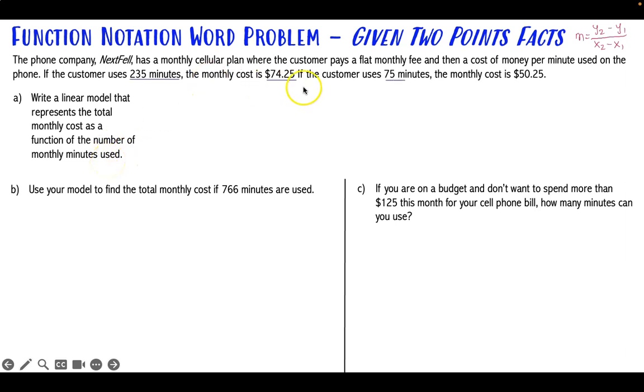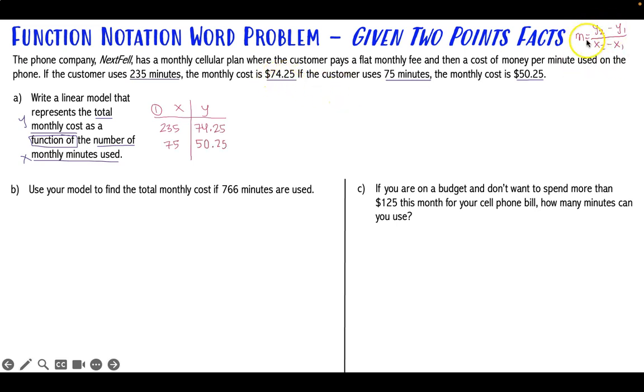So the first couple facts that stood out to me were that I continued to see minutes and cost, minutes and cost. And we also see that in part A, it's asking us to come up with a linear model where the total monthly cost is a function of the monthly minutes used. So whenever you see something is a function of something, it's telling you that the fact before is your y and the fact after is your x. So y depends on x. So now we know that anytime we read something about minutes, it's an x value, and anytime we read something about money, it's a y value.